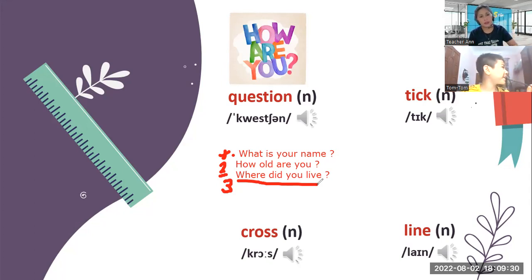Live. I live in Vietnam. I live again. Teacher wants to hear it. Where did you live? Around Vietnam. Okay, very good. I live in Vietnam, teacher. Very good. Okay, this one. Next one.